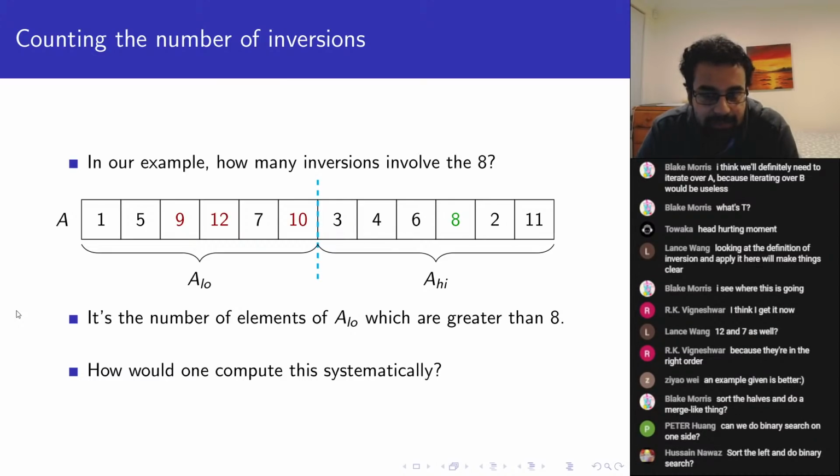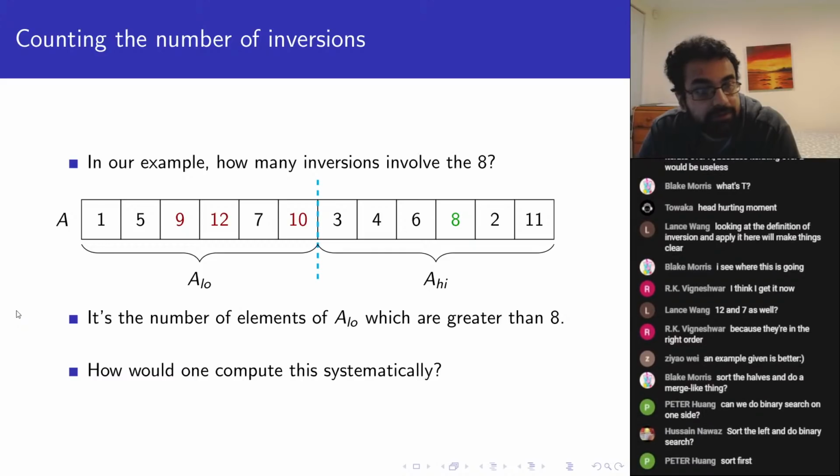But if it was sorted, then there would be better ways to do this. Certainly, if the left half A low was sorted, then I could, for example, binary search within that to find the position that 8 would go in within A low, and then I could add the number of things to the right of that insertion point.